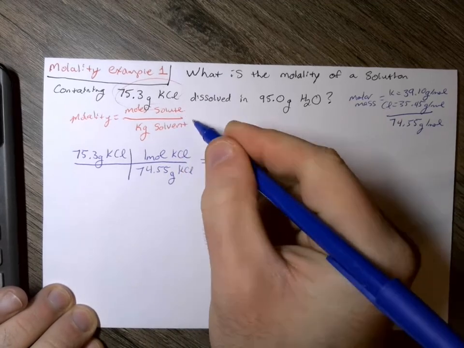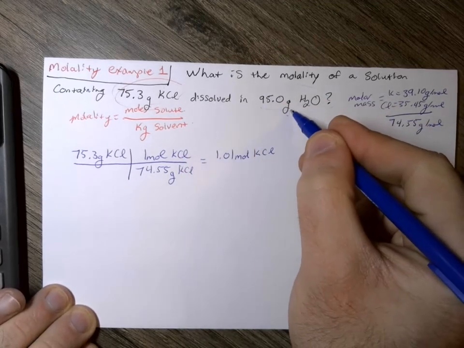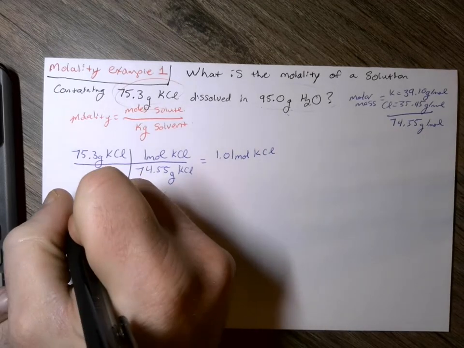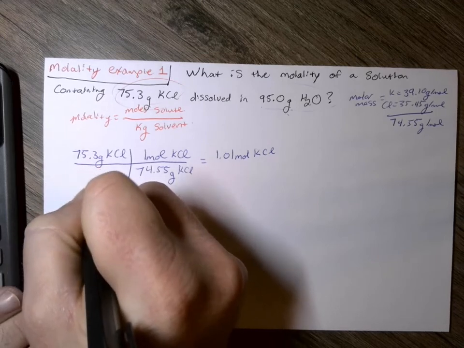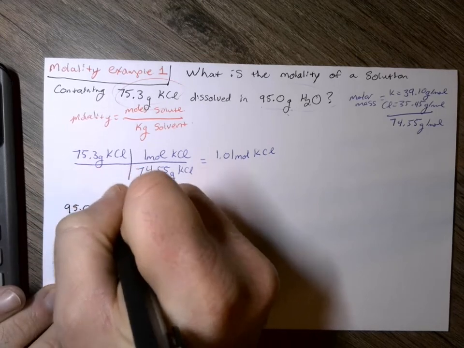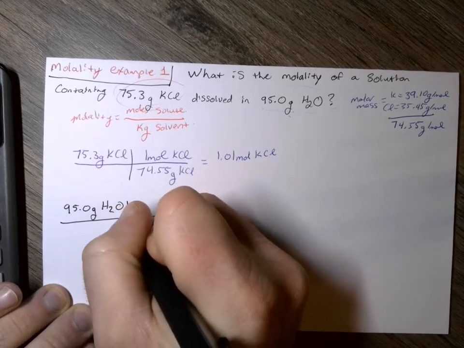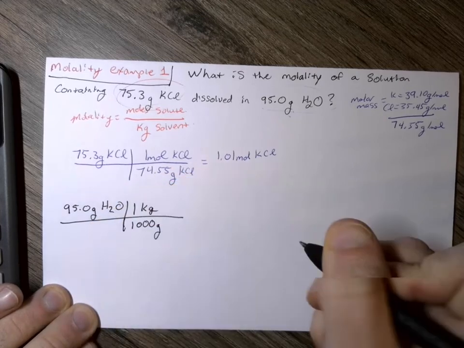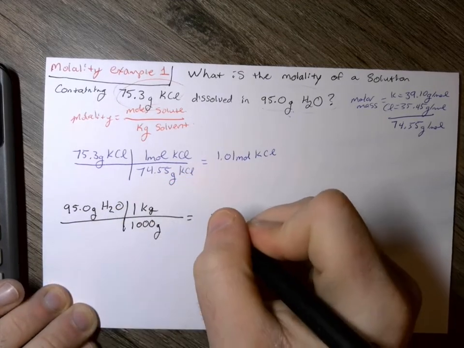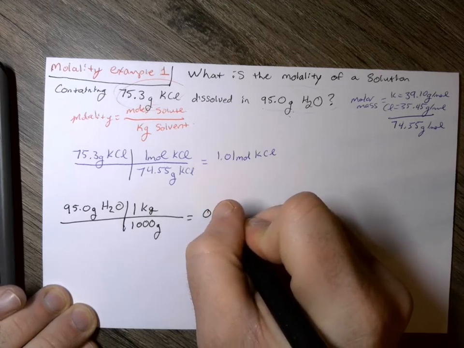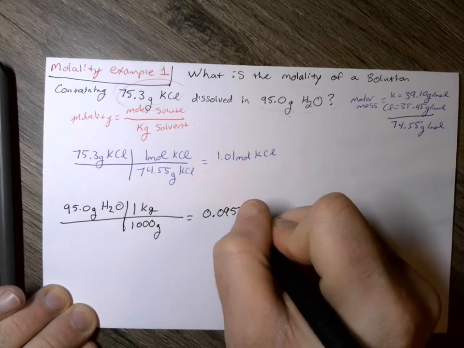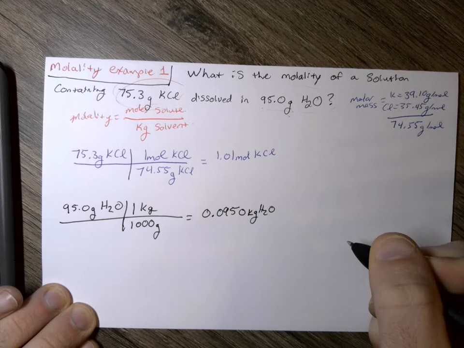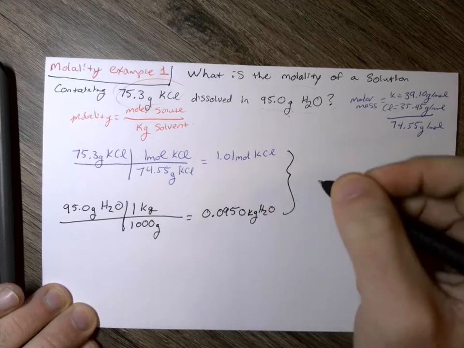And I take that and divide it by kilograms of solvent. Well, this is in grams, so I need to convert that. So I'm going to take my 95.0 grams of H2O, and I'm going to convert that because I know that 1,000 grams are in 1 kilogram. So I'm dividing by 1,000, and I get 0.0950 kilograms of H2O.